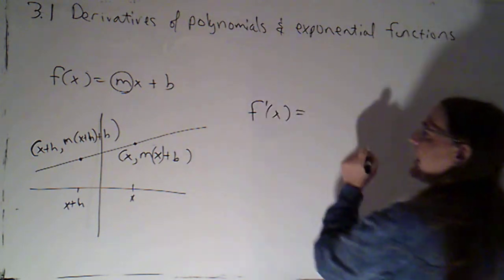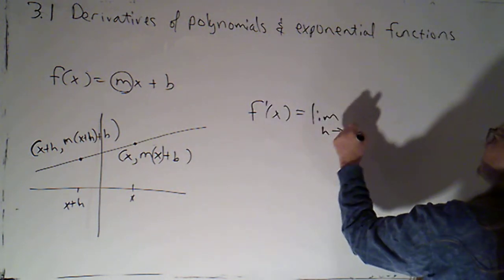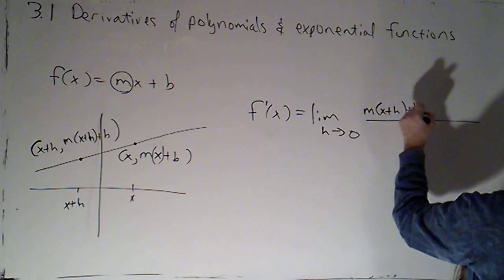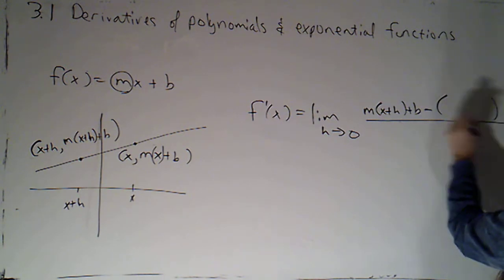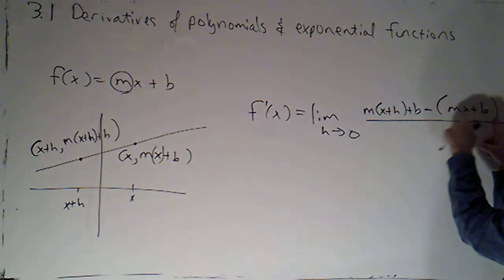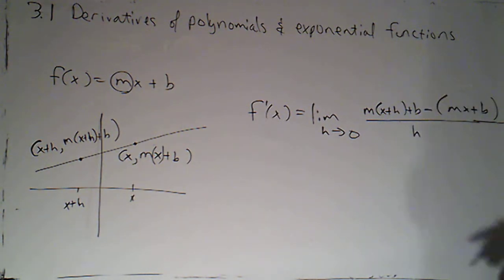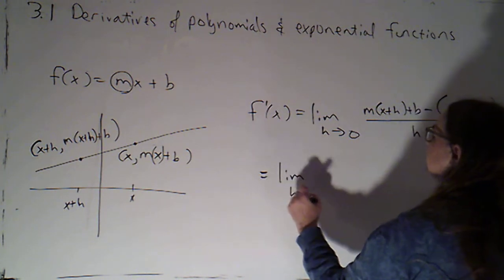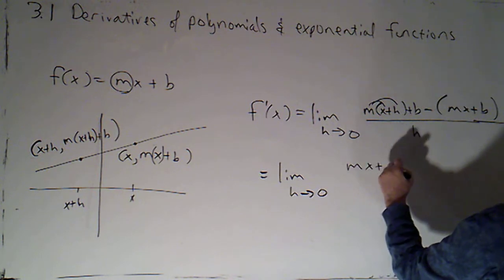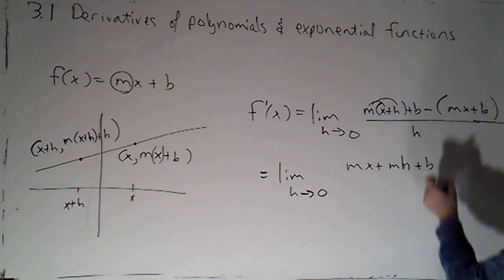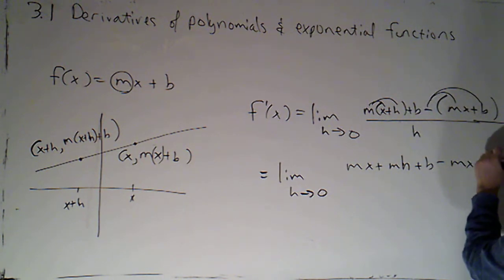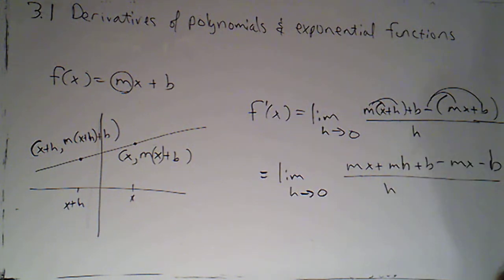So f prime of x would be the limit as h goes to 0 of m times x plus h plus b minus, in parentheses now, mx plus b, because I'm subtracting the whole thing. I'm subtracting both terms, all over h. So that's the limit as h goes to 0. Let's distribute that m. So I get mx plus mh plus b. And now let's distribute that negative, minus mx minus b, all over h.